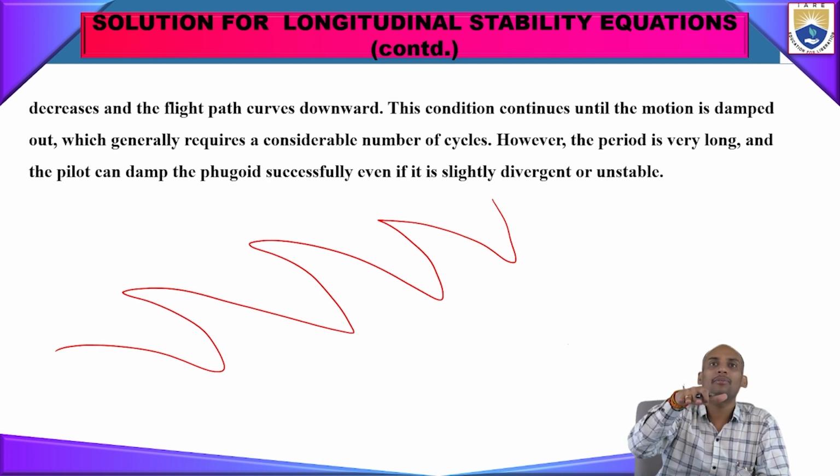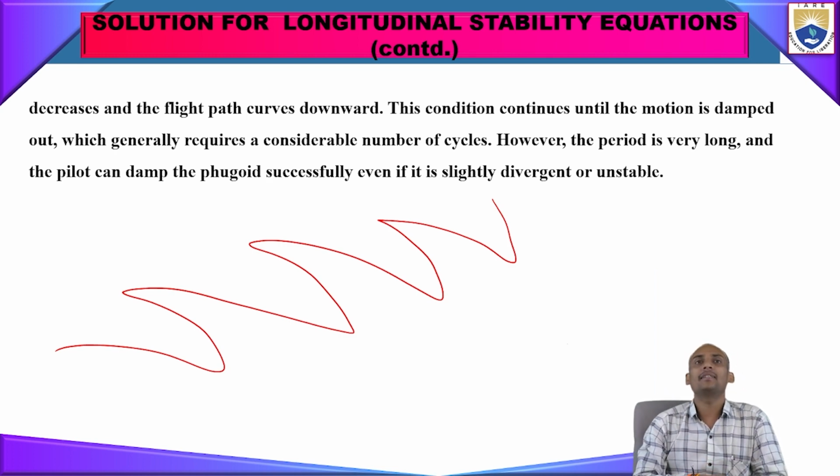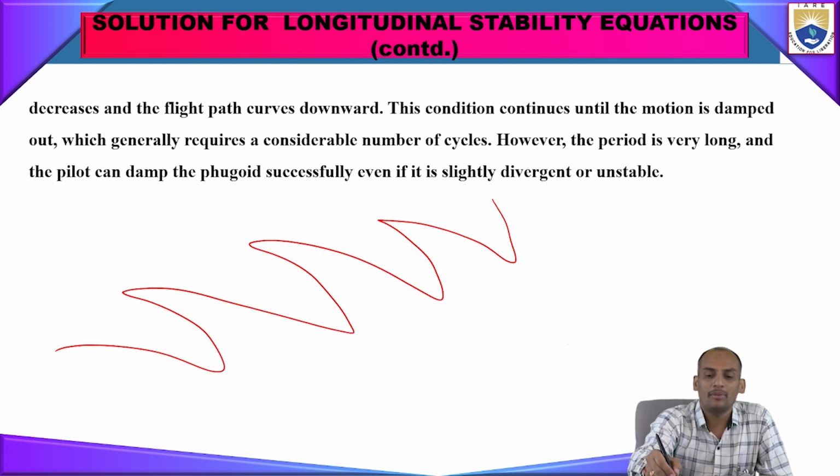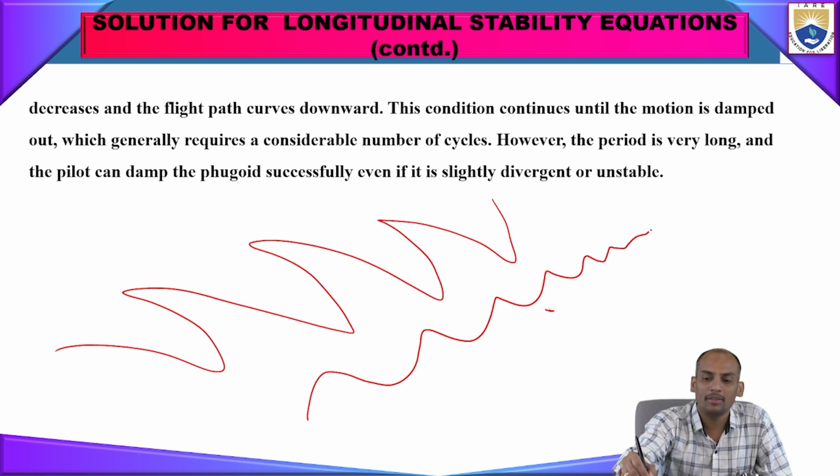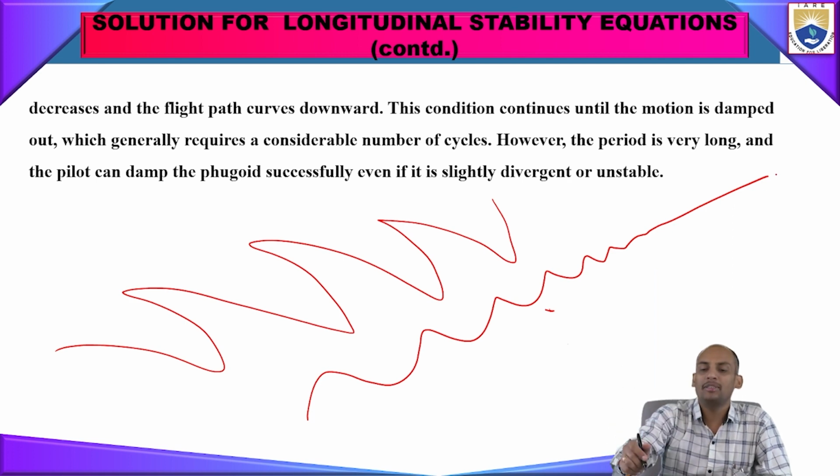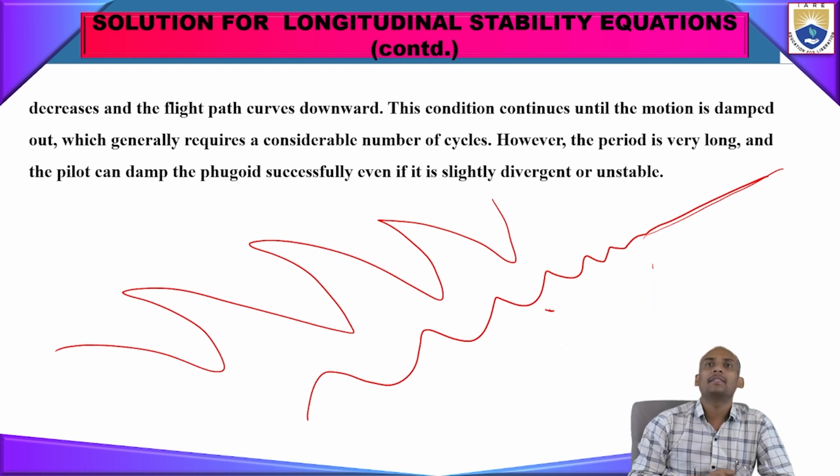So within that variation, what will happen? The downward velocities also will change suddenly, and the lift also changes suddenly. If it is to come back to its original position, it will take some time. Here the lift decreases and the velocity also decreases. This condition continues until the motion is damped out. Damped out means the variation comes nearly to the original position; if it does not, the damping is totally zero. This generally requires a considerable number of cycles.